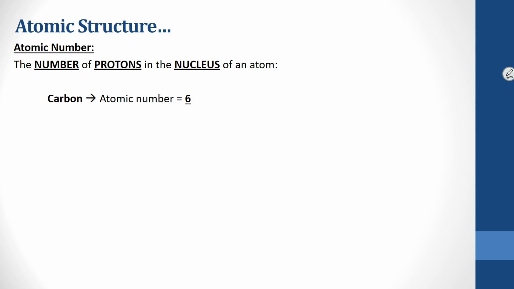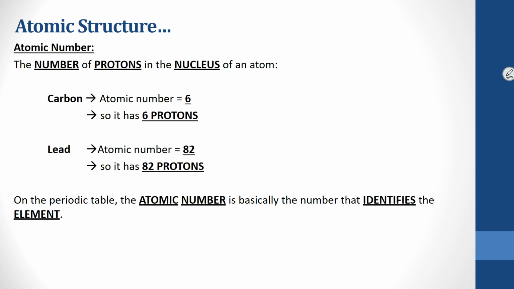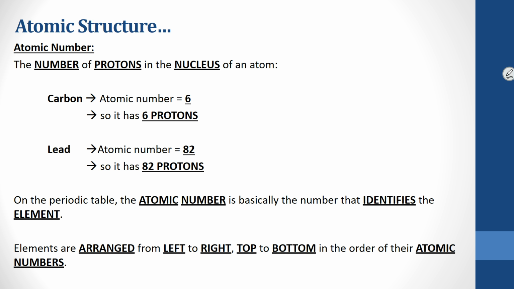So an example is carbon. Carbon is atomic number 6, so it has 6 protons. Lead is atomic number 82. It has 82 protons. Carbon and lead are two very different chemicals. They're two different elements. Carbon is much, much lighter than lead, obviously, because it only has 6 protons, whereas lead has 82. Lead is quite heavy. And also they have very, very different properties, and they're just different things. So on the periodic table, the atomic number is basically the number that identifies that element, and all of the elements are arranged in order of their atomic number from left to right. So you start with element 1 is hydrogen, then 2 is helium, and 3 is lithium, and 4 is beryllium.